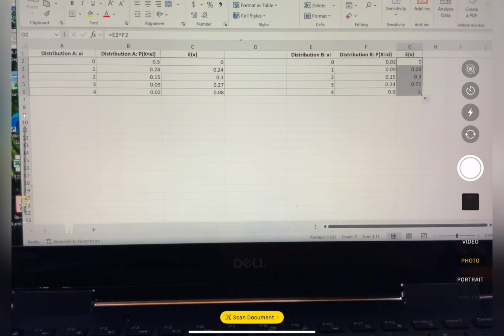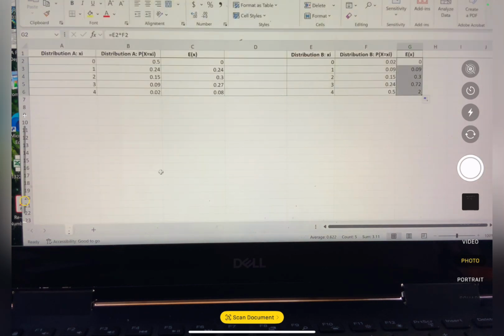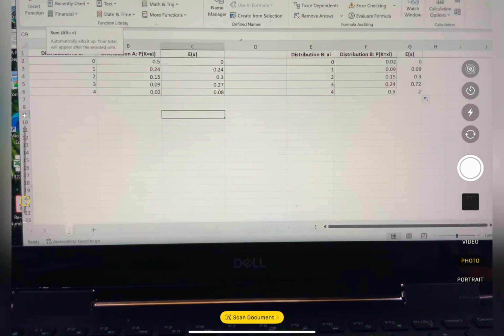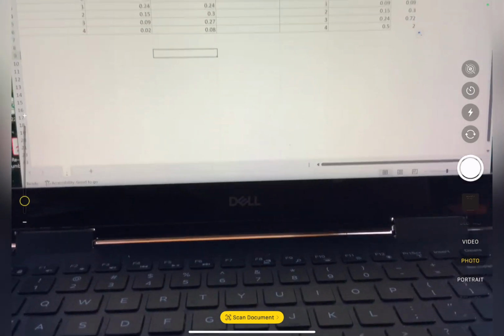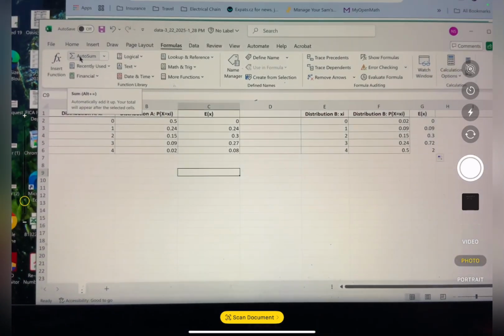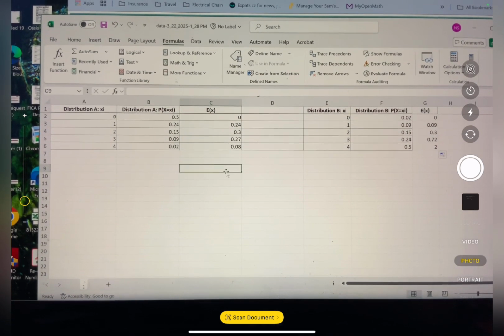We got it. Next, I have the multiplication. Now I need to sum, the symbol meaning sum. So I need the sum of the expected value. So I'm going to Formulas. Here is AutoSum. I'm clicking. Oh, you don't see it. One second. Okay, here it is. So I'm clicking sum, and I fix the cell where I want to go.